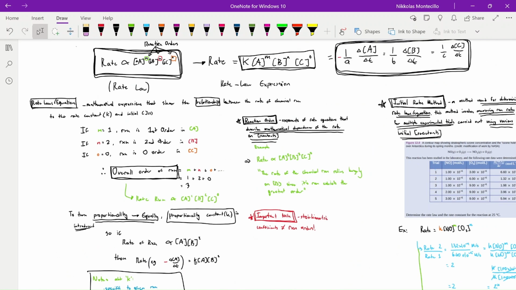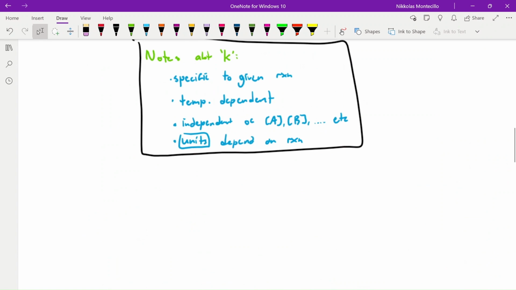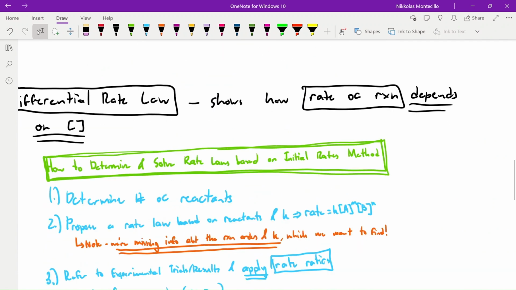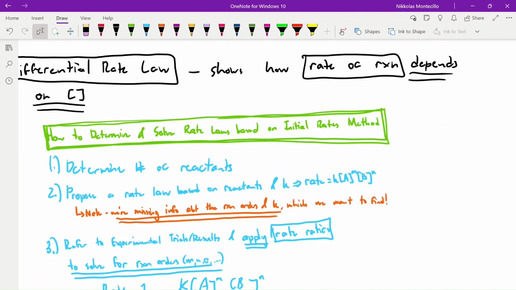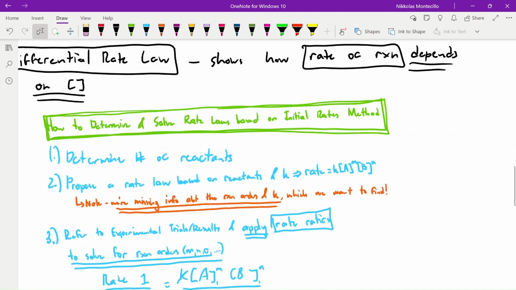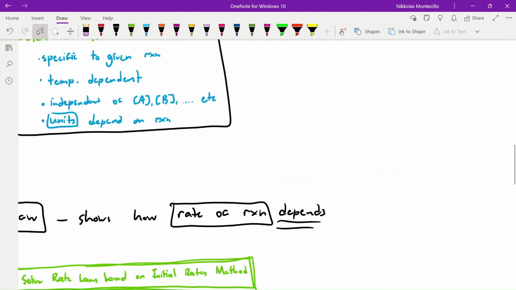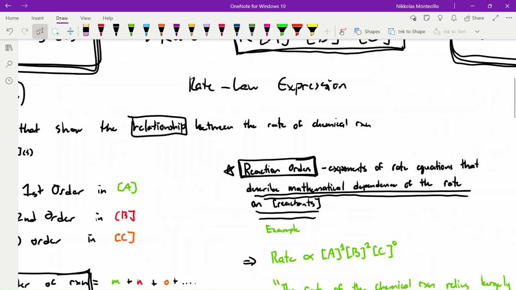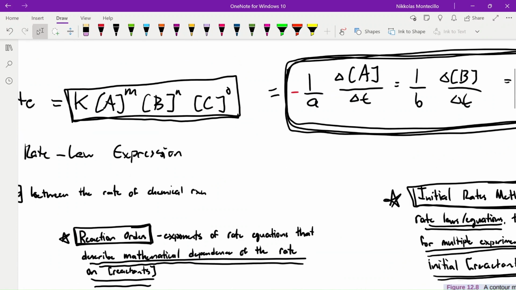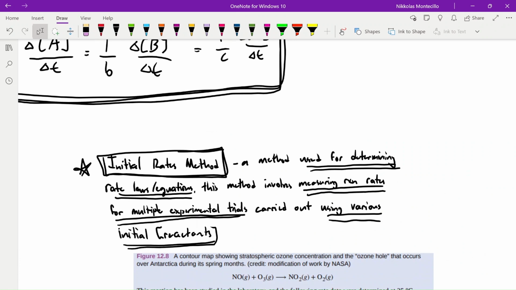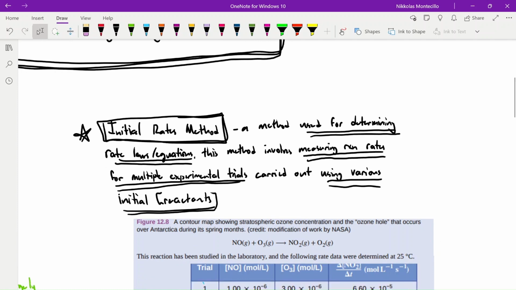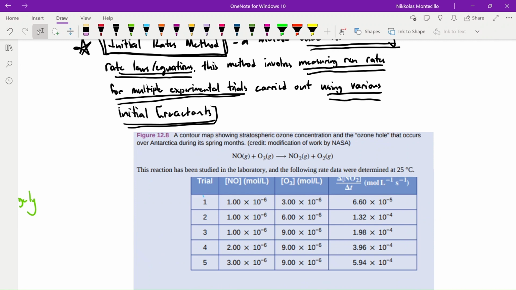So with this information in mind, we can determine how to solve rate laws based on the initial rates method. Let's describe first what the initial rates method is. The initial rates method is a method used for determining rate laws or equations, and this method involves measuring reaction rates for multiple experimental trials carried out using various initial concentrations of reactants. So this is kind of what you'd be looking at and dealing with here.